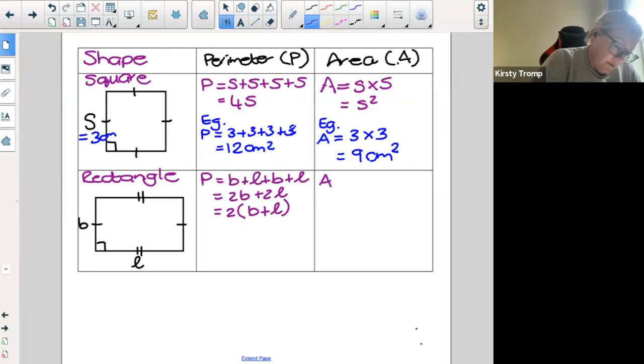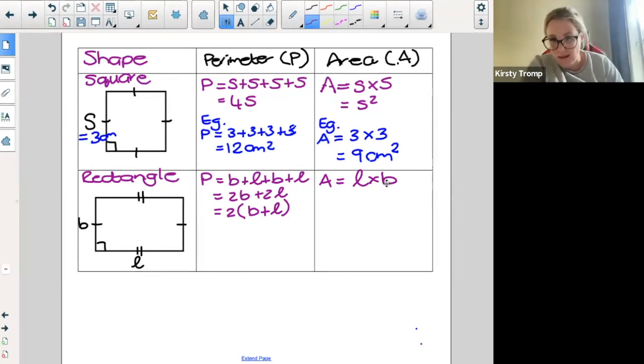For the area of a rectangle, the area is going to be equal to the breadth times the length, or that looks weird because we always say length times breadth. Hey, let's fix it. We can say length times breadth. Doesn't matter which way you say it, it's the same thing. Length times breadth.